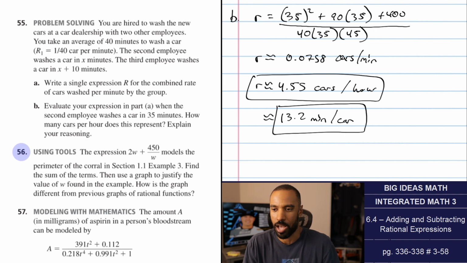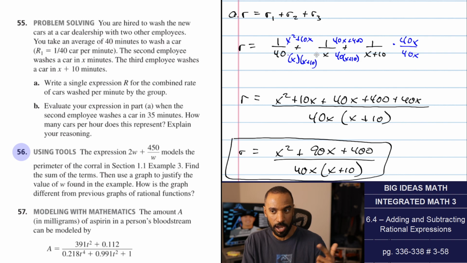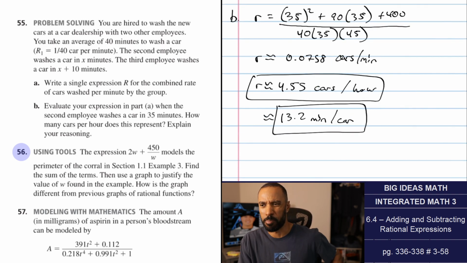My preferred is really talking about how many minutes per car, so I can compare to our originals, or how many cars per hour. Cars per minute is just, yeah.